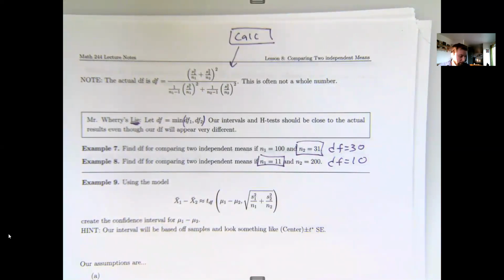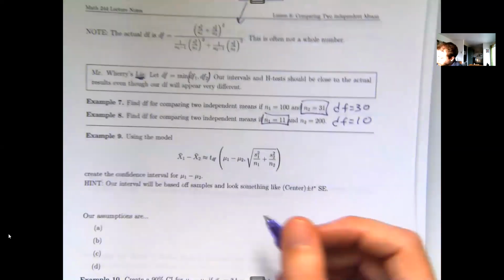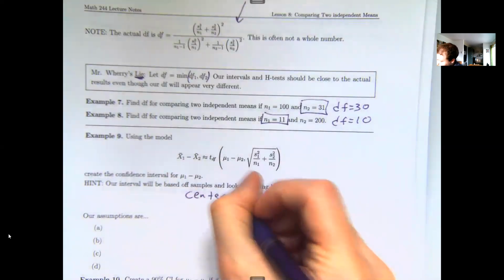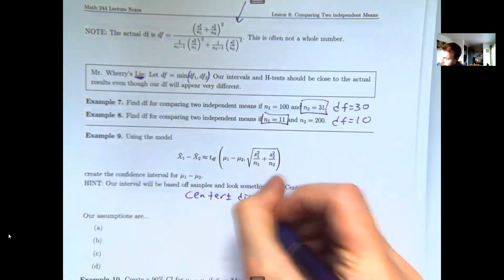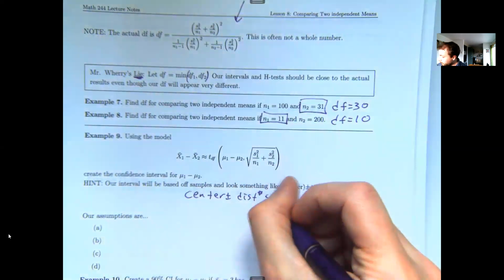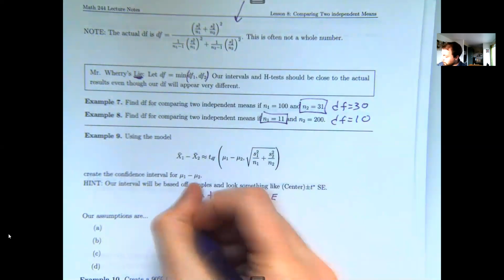I now have my model for this distribution, and believe it or not, this means I'm almost done with the entire lesson. I now can use this one model to come up with both my confidence intervals and my hypothesis test. We're going to start with confidence intervals. So reminder for confidence intervals, their center plus or minus whatever distribution you're using, and this time we're using t-scores, multiplied by your standard error.